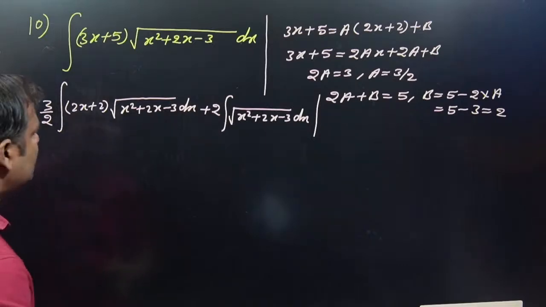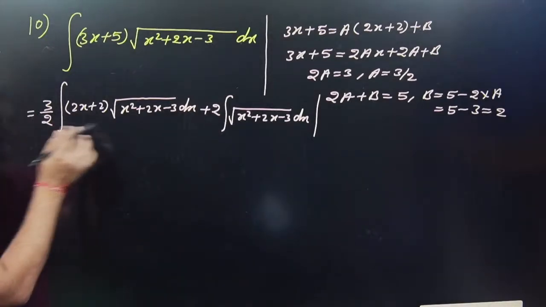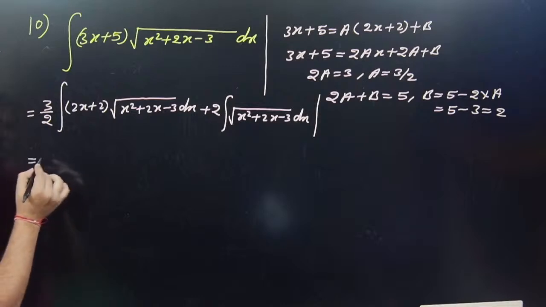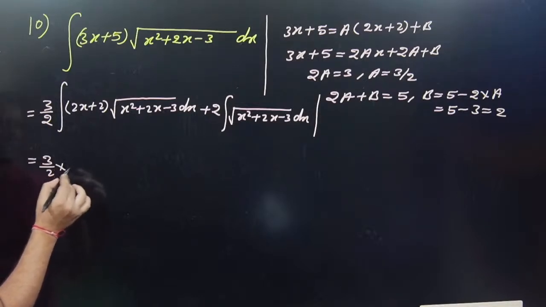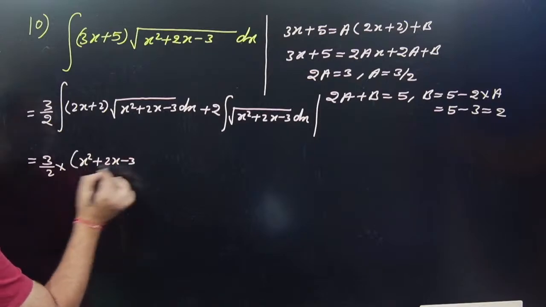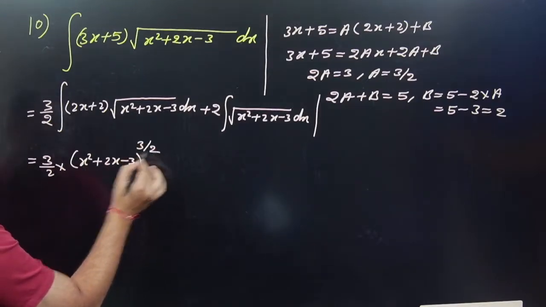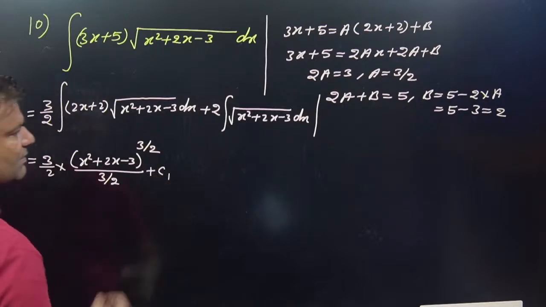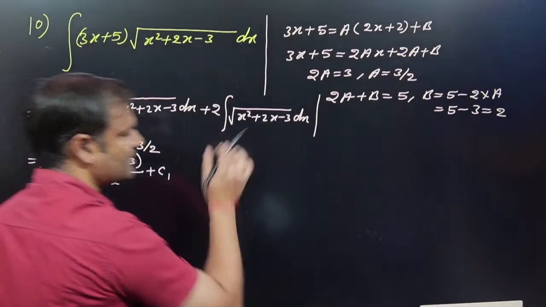Okay, now look here very carefully. If this one is t, then this one is dt. So we get 3/2 into (x square plus 2x minus 3) to the whole power 3/2, divided by 3/2, plus c1. How can we solve this type of problem?